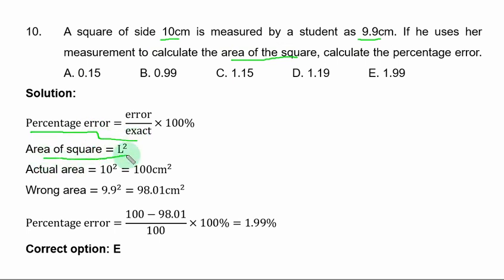Area of a square is L squared. Now actual area, the length is 10. 10 squared is this. The wrong area, the length is 9.9. You have it in this form. When you square it, you have this. Therefore, the percentage error is the difference in the actual and wrong area over actual area times 100%, and that is 1.99%. The correct option is E.